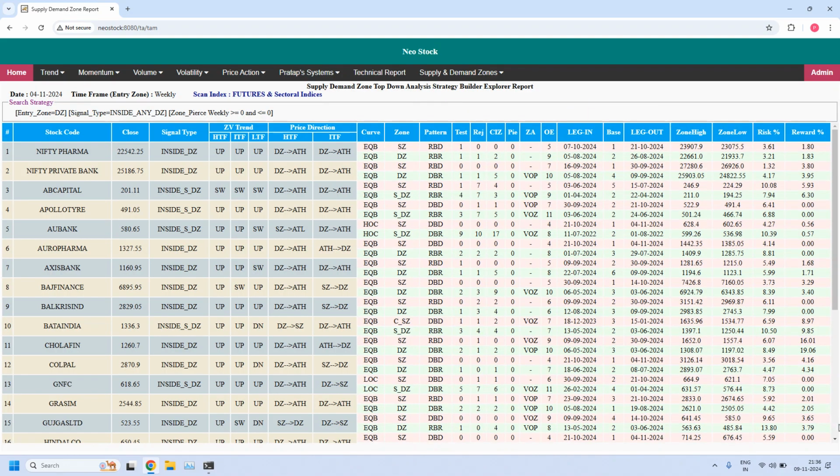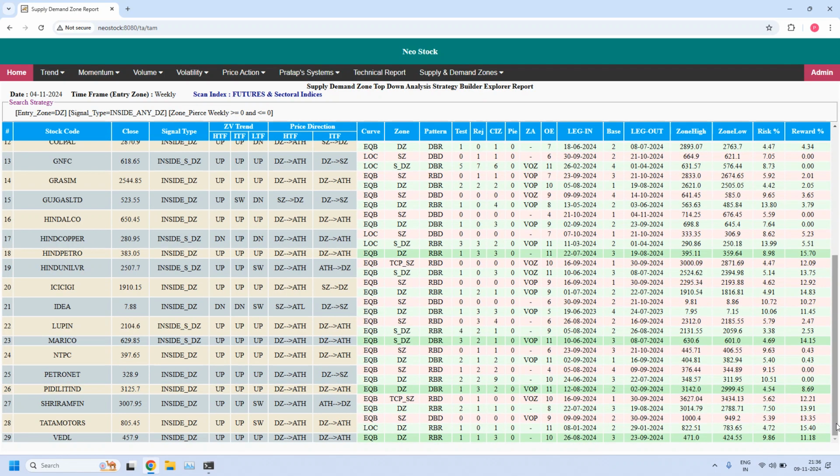So, we got a big list. First 15 stocks, I am scrolling the list down. Total 29 stocks are filtered where price closed inside the weekly demand zone, and these weekly demand zones are not pierced.